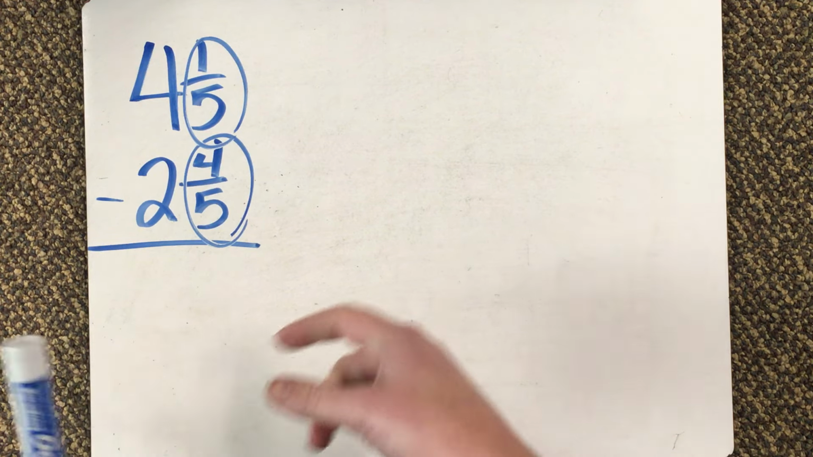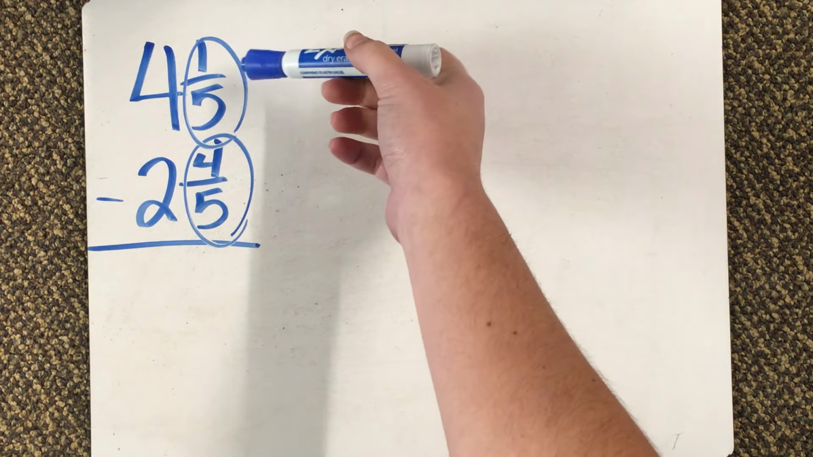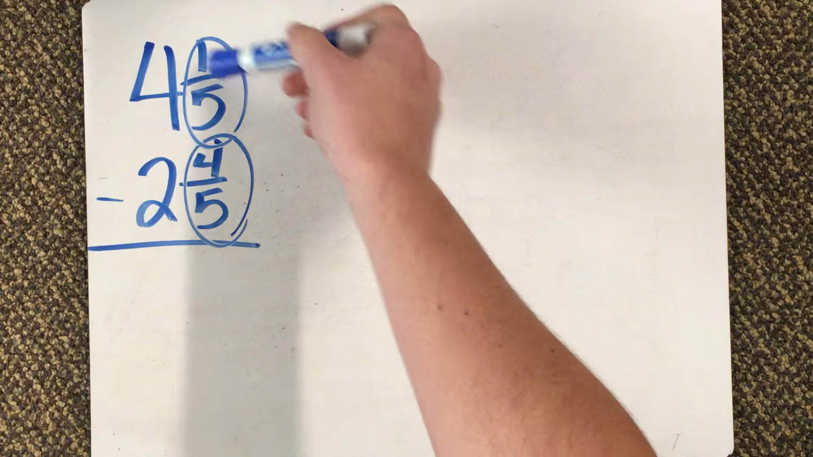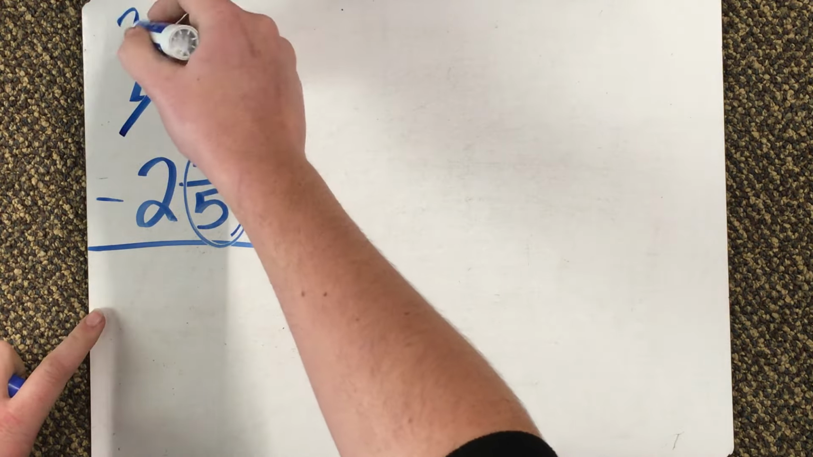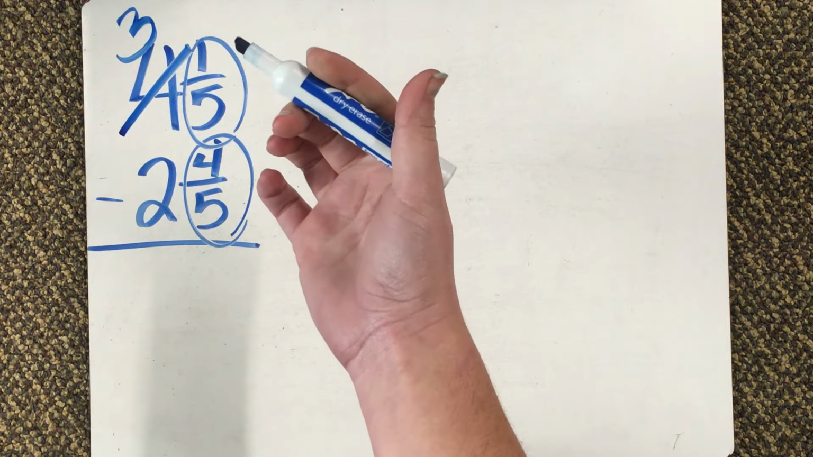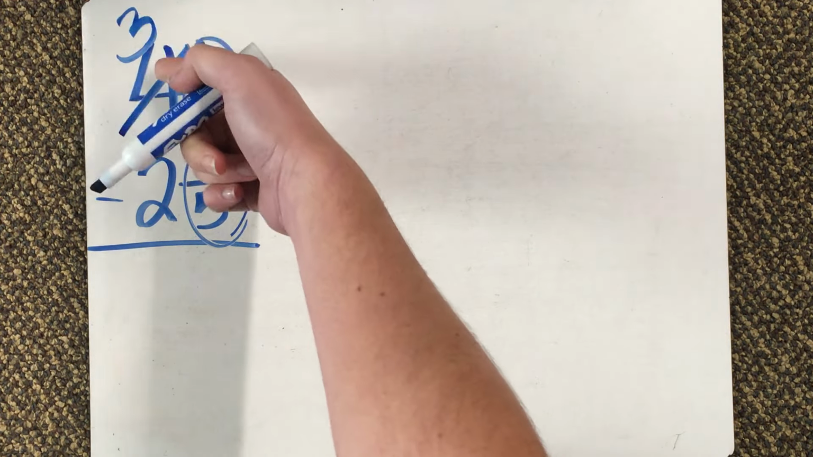So what I want us to do is think about that concept of regrouping. And we're going to change this. So we're going to borrow 1/5. We're going to borrow from next door. So this 4 is going to become a 3. Okay, we're going to take one whole from that 4. So the 4 is now 3.